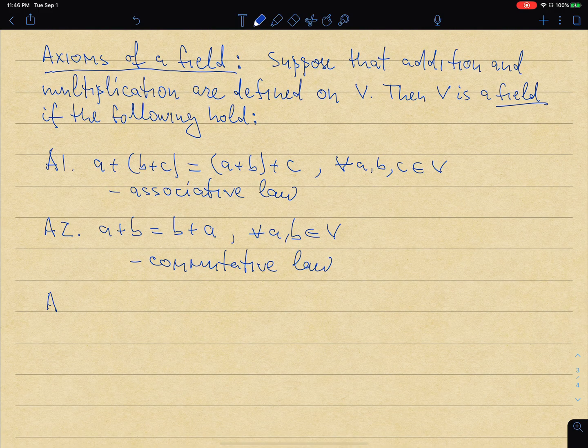A3. What else should we expect from addition? We should expect that there exists a number 0, such that A plus 0 is equal to A, again, for all A in V.